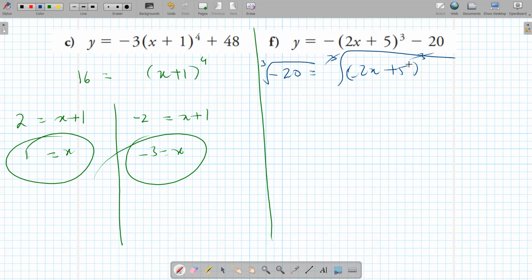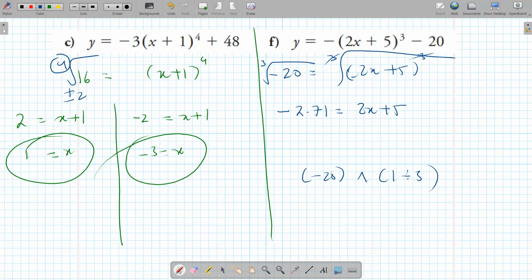How do I plug it into my calculator? -20 to the power of 1 divided by 3. -2.71. Yeah, there we go. So we have -2.71. Would it be positive and negative 2.71, or just the negative? Just the negative. That is right, because it's only for even roots. Like the 4th root of 16 is plus minus. Only when this number is even.